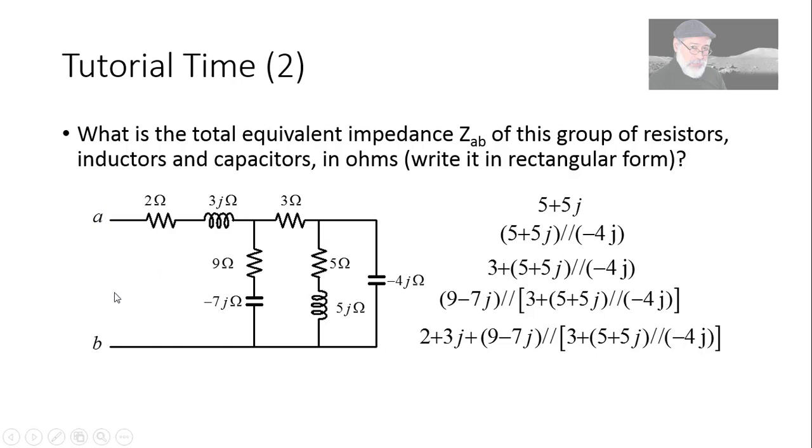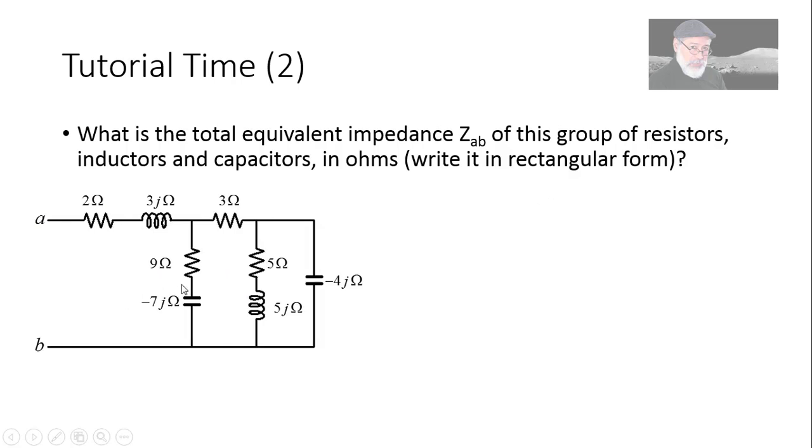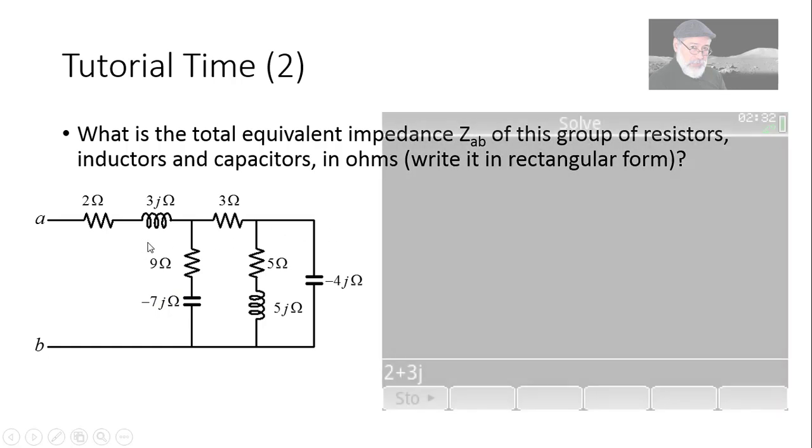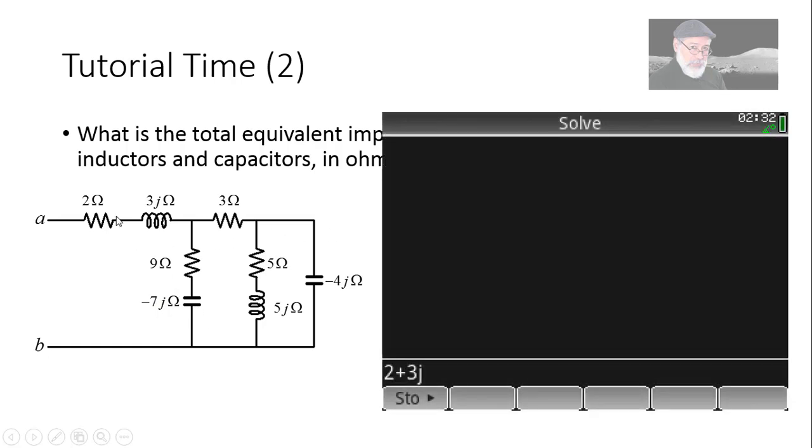Let's use the calculator to compute that, shall we? Let me move the circuit a little bit to the left to make room for the calculator, and we enter 2 plus 3j. Don't write j3. j3 is a variable, but 3j, the calculator is smart enough to realize that what you want is 3 multiplied by j. You can write j3, but then you have to write j multiplied by 3.